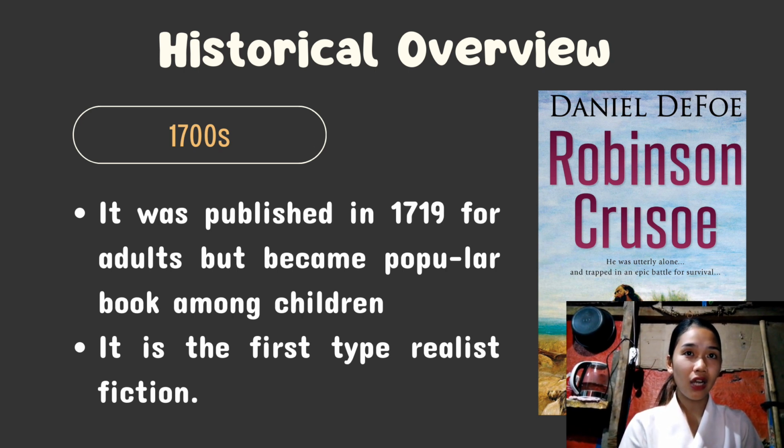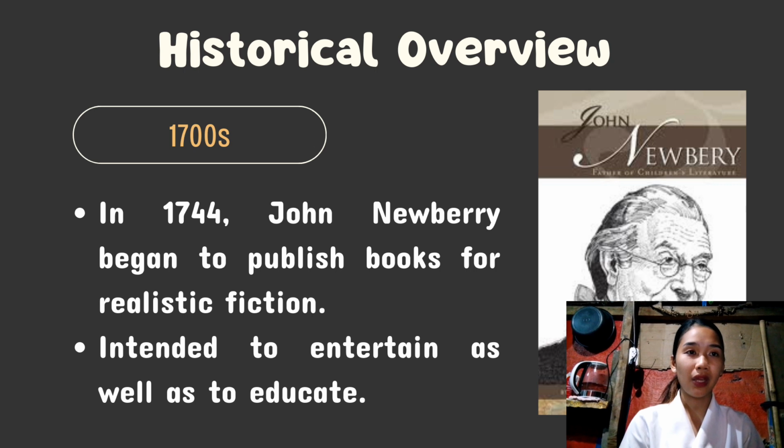In England, two significant events affecting the future of children's literature occurred. First is the book Robinson Crusoe by Daniel Defoe. It was published in 1719 for adults but became a popular book among children. Mind you, it is the first type of realistic fiction. The other one is the John Newbery book. It was published in 1744. This book is intended to entertain as well as to educate.